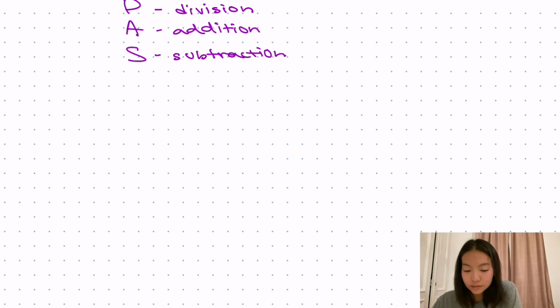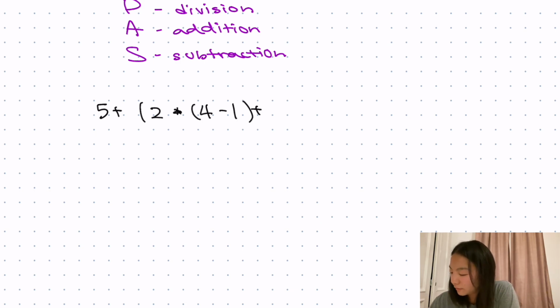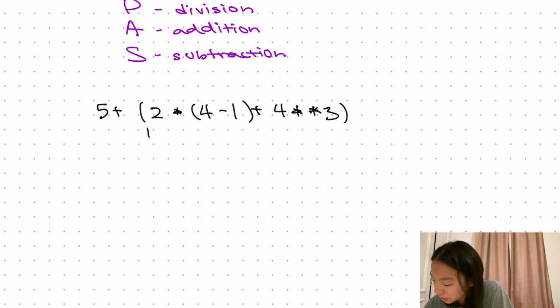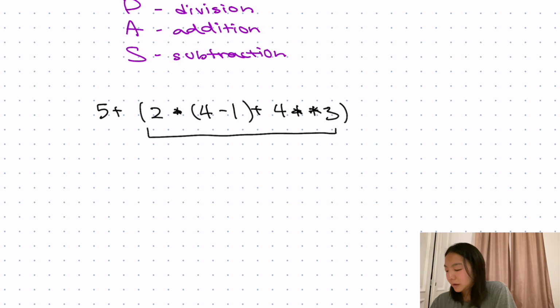Let's look at something like 5 plus 2 times, open parenthesis, 4 minus 1, plus 4 to the power of 3, and then close that parenthesis. Okay, well, first we operate within the parentheses. So first we're going to do this part. All right, well, we see another parentheses right here. So what is 4 minus 1? Well, this is equal to 3. So Python is going to operate on that first. So here, this gets replaced with a 3.